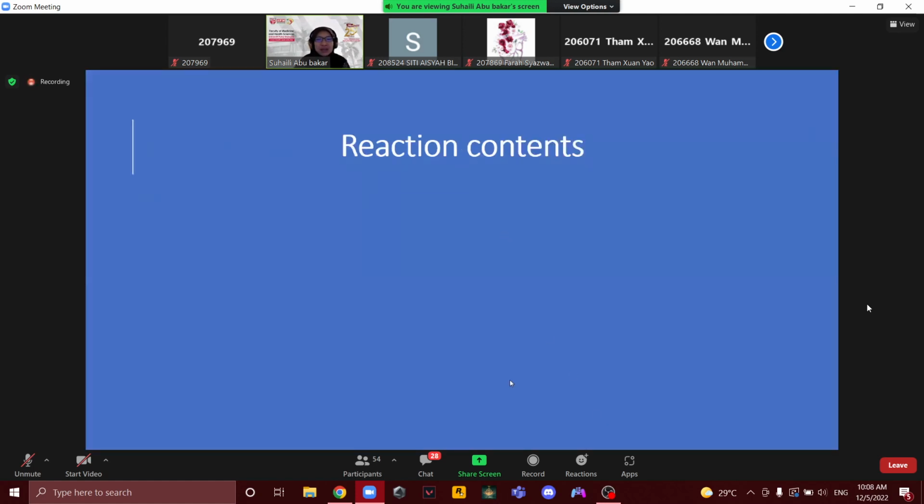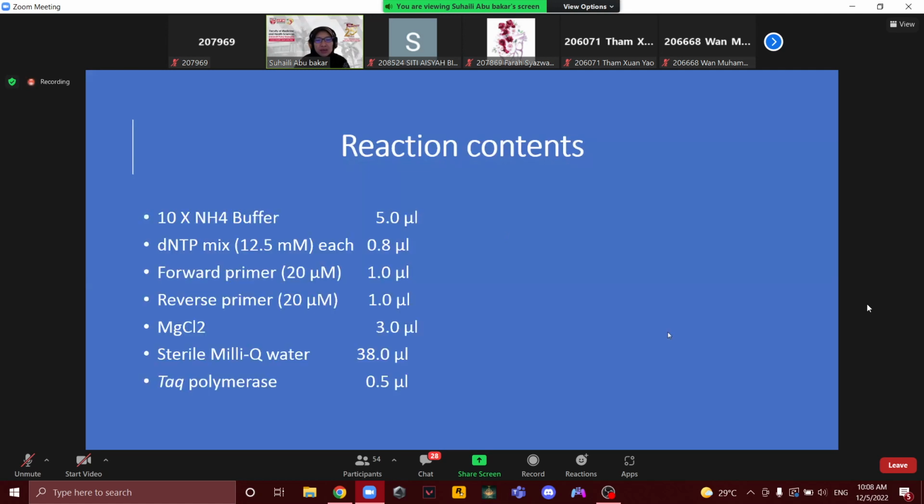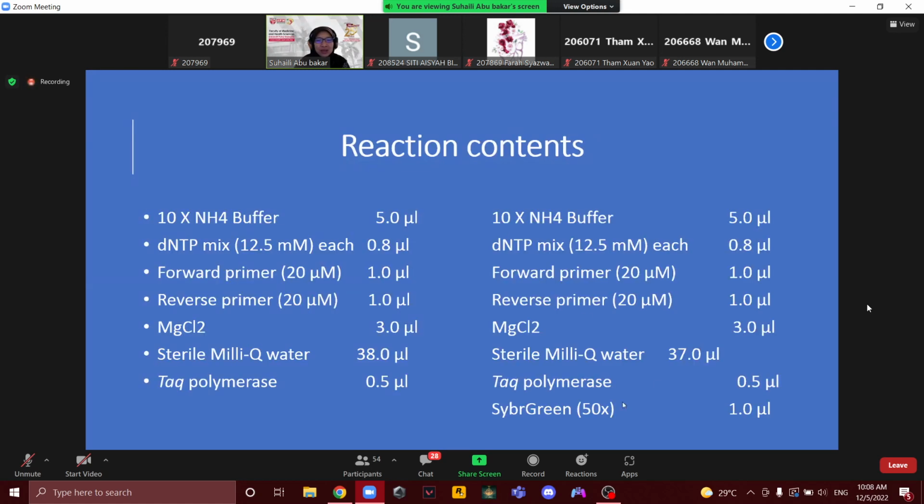Okay, then the reaction content between them. Which one is real time? Reaction content of the real time, and which one is the standard PCR? Oh, okay, this is two sets of reaction content. Can you recognize which one is the standard PCR and which one is the real-time PCR?